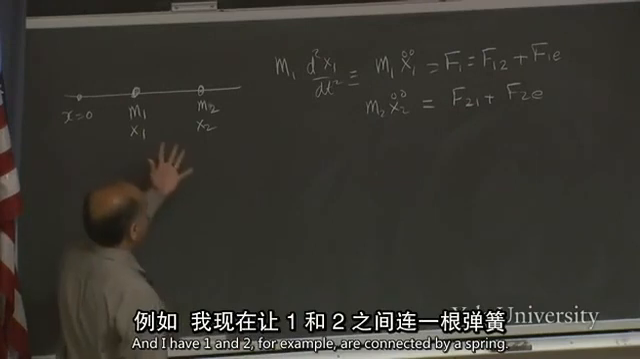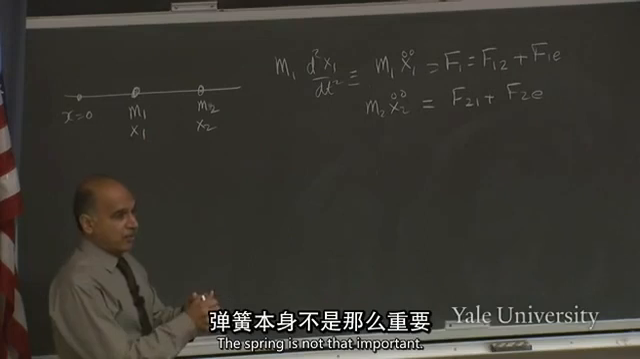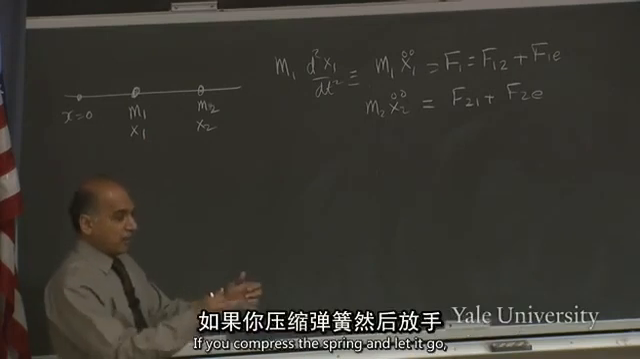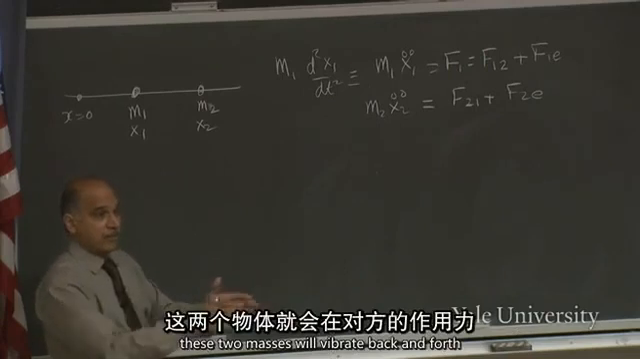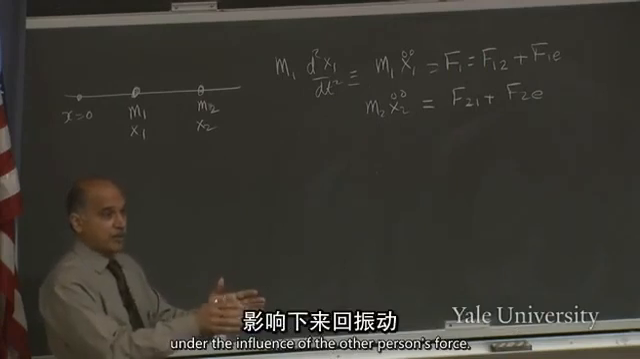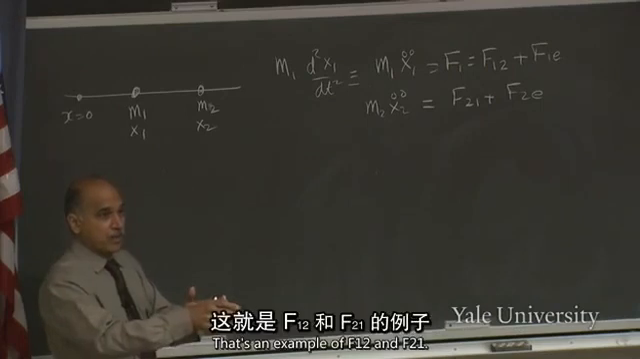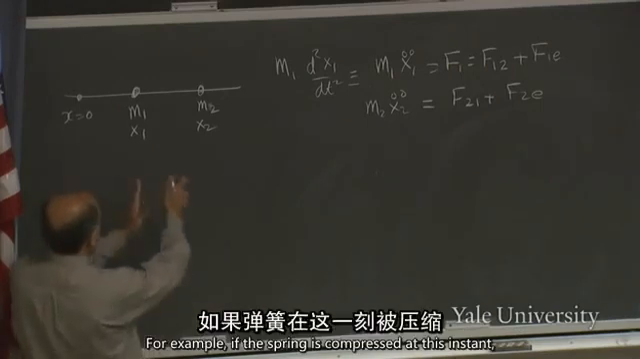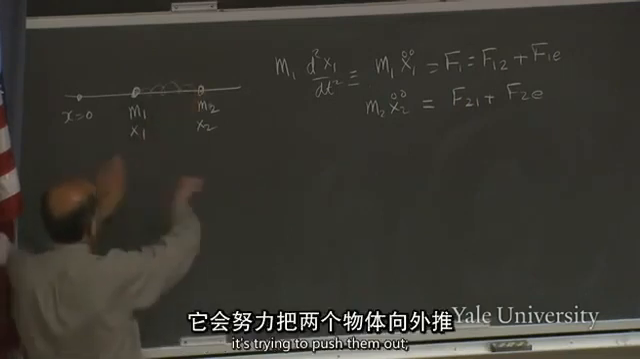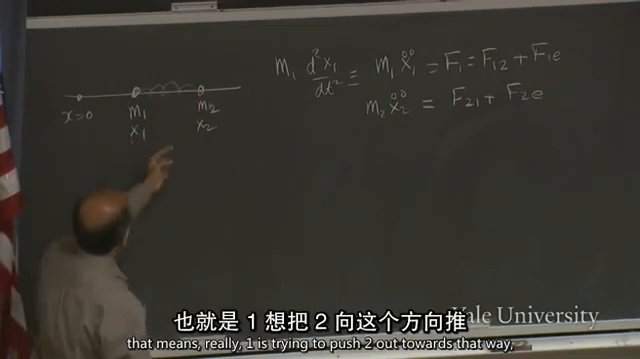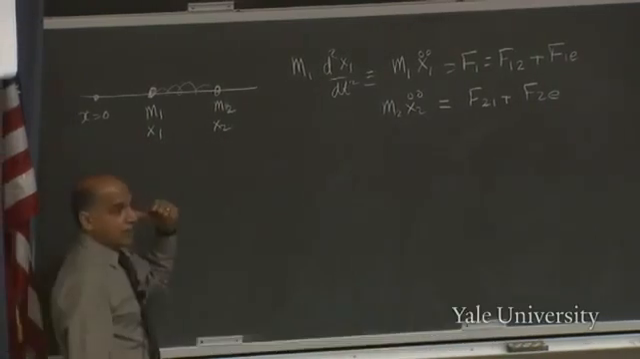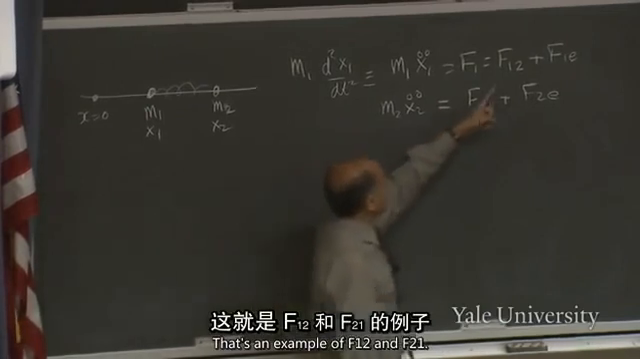Now if 1 and 2, for example, are connected by a spring, the spring is not that important. It's a way of transmitting force from one body to the other. If you compress the spring and let it go, these 2 masses will vibrate back and forth under the influence of the other person's force. That's an example of F12 and F21. For example, if the spring is compressed at this instant, it's trying to push them out. That means really 1 is trying to push 2 outwards that way, 2 is trying to push 1 to the left this way. That's an example of F12 and F21.